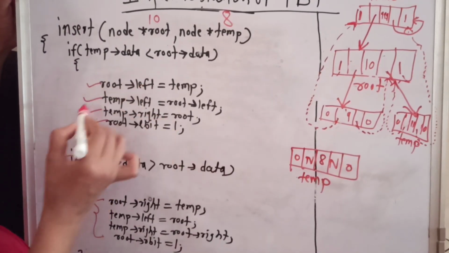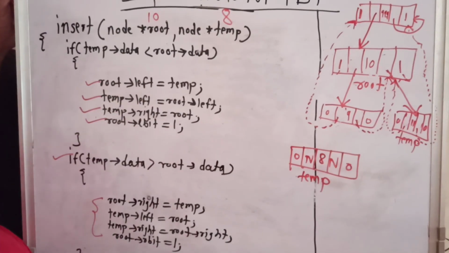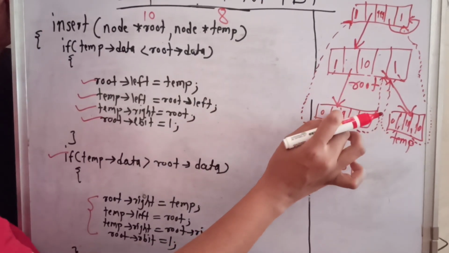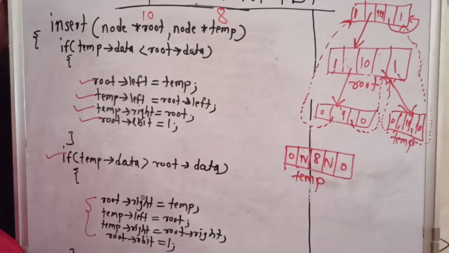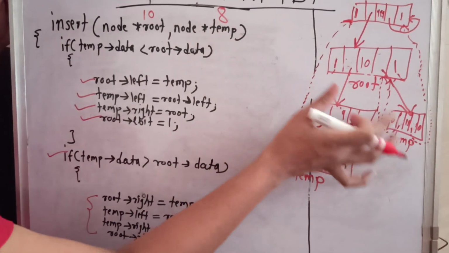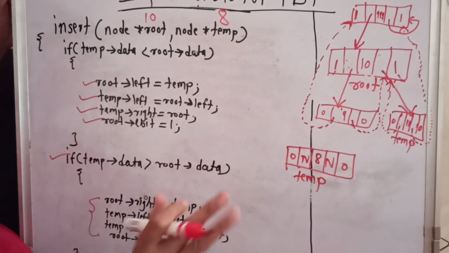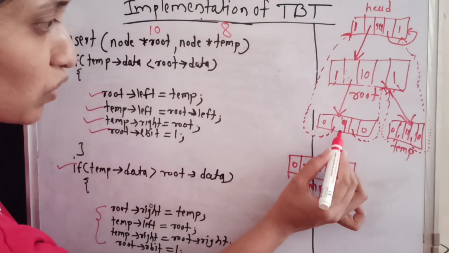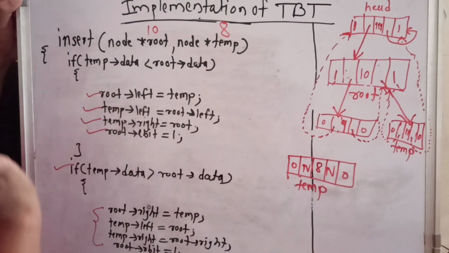Directly, if I am going to execute these statements here, then what will happen? Root left is equal to temp. That means whatever the root was previously going to contain, the address of the 9, will be removed and it will contain the address of the 8 here. That means we are going to skip this node. But we don't want to do it this way, as the 9 is present here. What we want is to establish the link between the 9 and the 8. So this code is not sufficient.